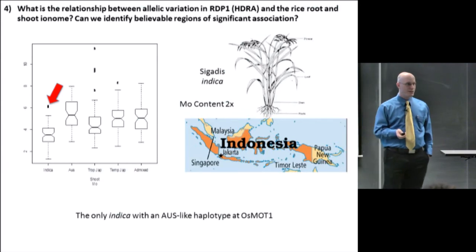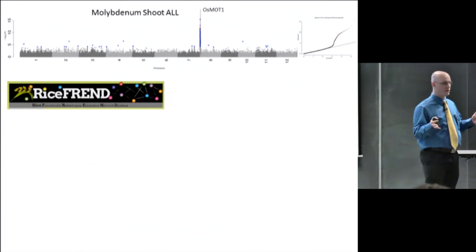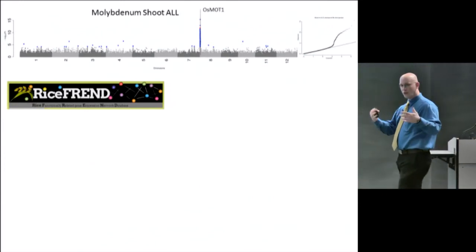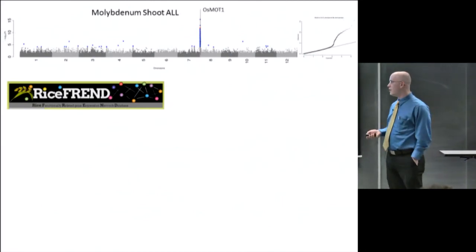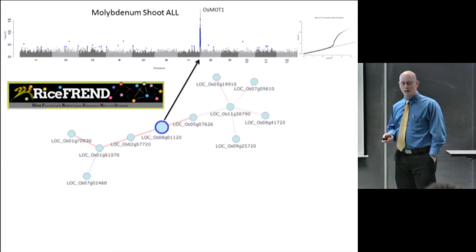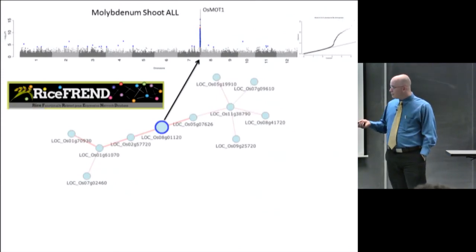So the Japanese have put together this tool called RiceFriend. And RiceFriend is a gene co-expression network database where you can basically take a gene, throw it in their database, and it'll pull out the gene co-expression network associated with that gene. So we put MOT1 in there, and we get this cute little gene co-expression network with 11 nodes and 10 edges.